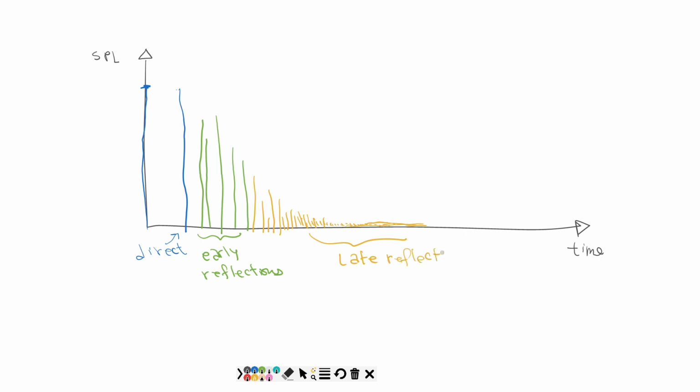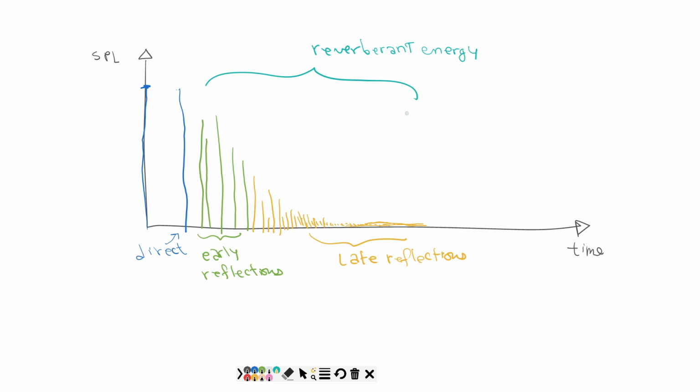Now, all of these reflections together create something that we call the reverberant signature. This is all reverberant energy. And you don't really get this outside. If you're outside, you might get a random reflection off the ground, off a nearby building, something like that. But you don't get this kind of thing.